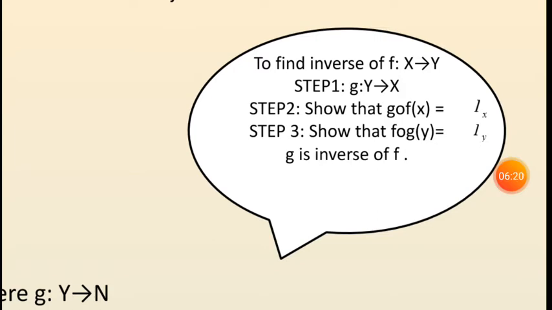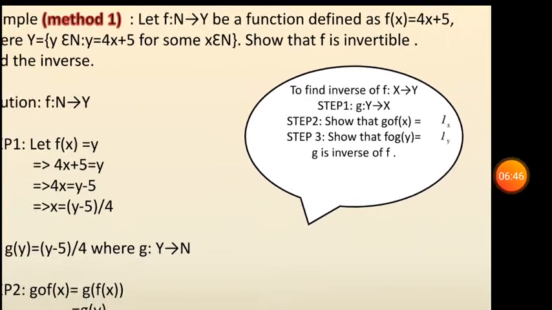The first step, first of all, what is given to us? f. So we are going to calculate g. That is our first step. Second step, show that the composition gof is the identity function. Third step, show that fog is an identity function. Now, if both are identity functions, then we will conclude that g is the inverse of f. These are the only 3 steps. Now see how to show it.